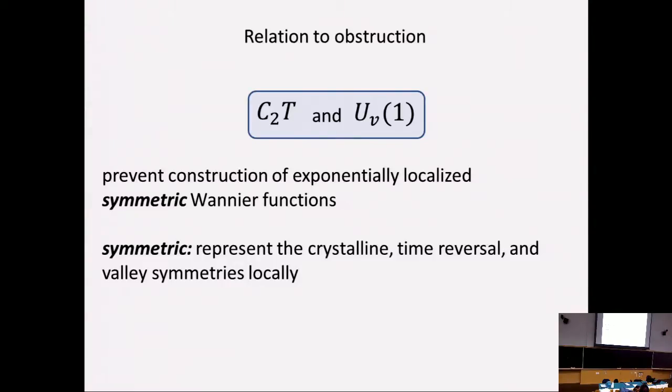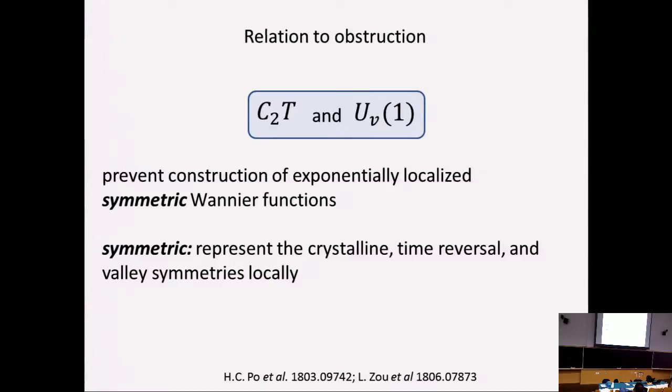So this is similar to the type of obstruction that exists in quantum Hall effect, except it's less severe because the key adjective here is symmetric. Namely, it has to represent the crystalline time reversal symmetry and valley symmetries locally. This argument has been put forward by the Senthil and Vishwanath collaboration. Now, according to this argument, what I have shown you should not be possible.